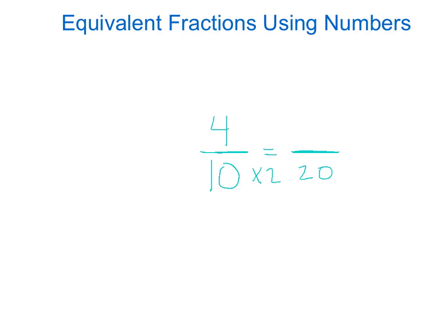Whatever we do on the bottom, we have to do to the top, right? Yeah, you have to pick the same thing. So 4 times 2 would be 8, which we already knew in the other video is going to be 8/20. We did the model so that they could see that when we broke up those pieces, they were equal. But this time they don't have a picture to look at, so we're just helping them with just the numbers.